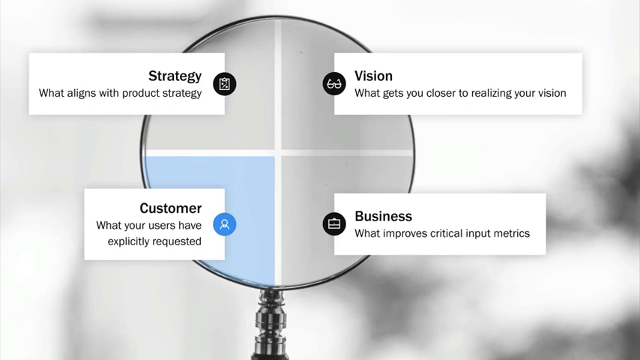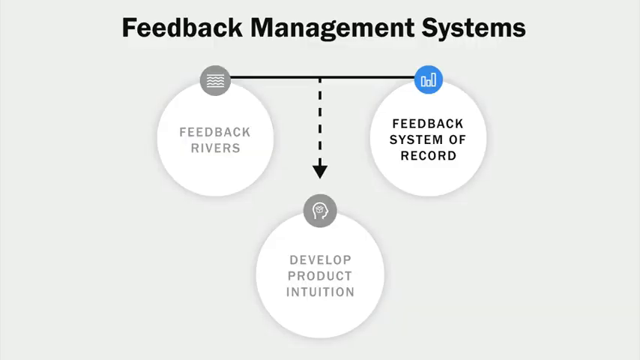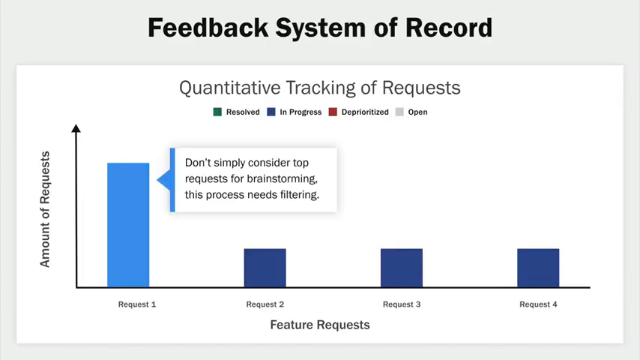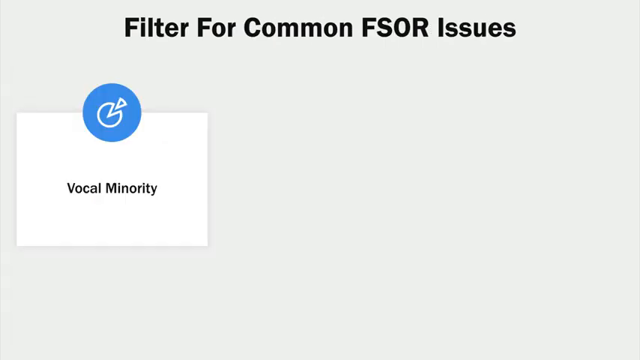Recall that this lens is focused on solving problems that users have explicitly surfaced through feedback. Fortunately, brainstorming here is made easy by your feedback system of record, FSOR, which captures all the user feedback created. However, you can't simply take the top request from the FSOR and consider that for your brainstorm. There are 3 common issues with FSOR feedback requests that you have to filter for.